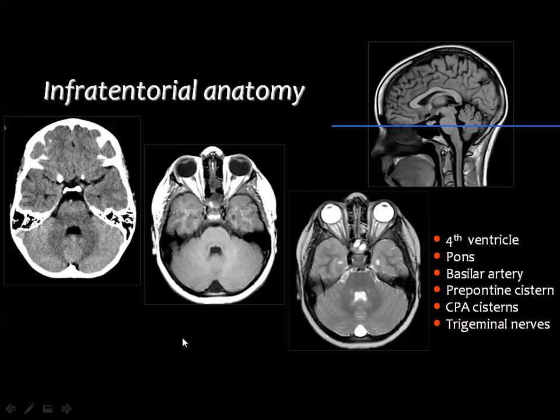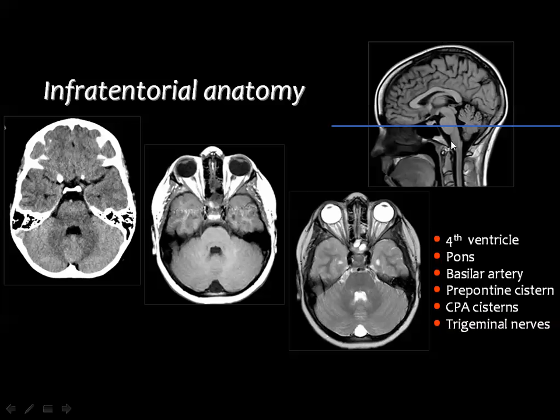The prepontine cistern, this one, has a left-sided extension at the cerebellopontine angle and a right-sided extension. This is known as the cerebellopontine angle cistern. The junction between the cerebellum and the brainstem is known as the junction between the pons and the cerebellum. This is the cerebellopontine junction. And you know that the cerebellum is connected to the brainstem through the cerebellar peduncles. The inferior one connects the medulla to the cerebellum.